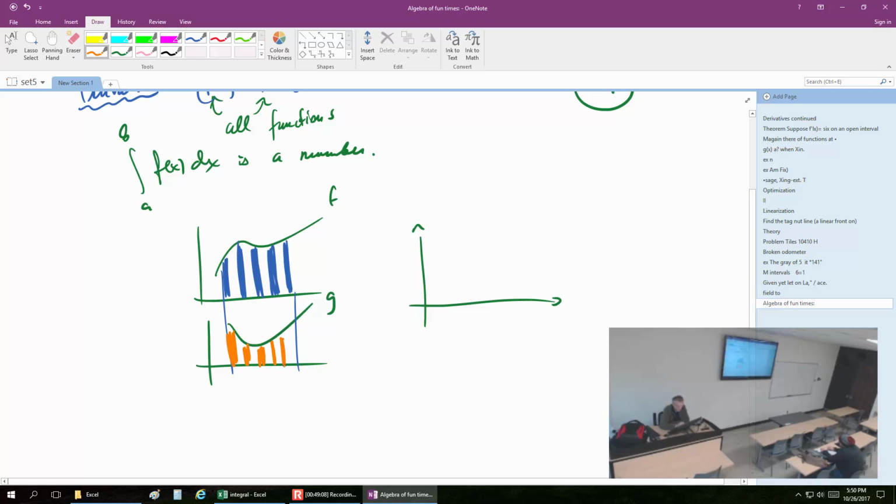So can you imagine what the sum of them looks like? I want to plot here f plus g. I want to plot the Riemann sum for f plus g. What do I do? You add the bars. I add the bars. So I plot the same bars from g, and then I put the f bars on top of it.